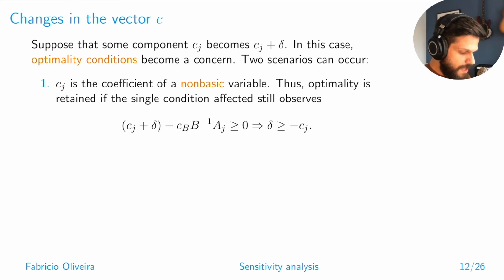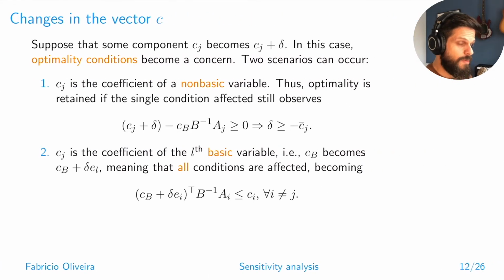So that's it. But the interesting case is when you have a basic variable, because then messing up with CB affects all of the variables' reduced costs, not just the one you're playing with. So let's say that Cj is the coefficient of the L-th basic variable. So it's just one of the basic variables. So CB becomes this vector where the component associated with L changes by delta. So all conditions get affected because this whole thing gets affected. So how to look into that?